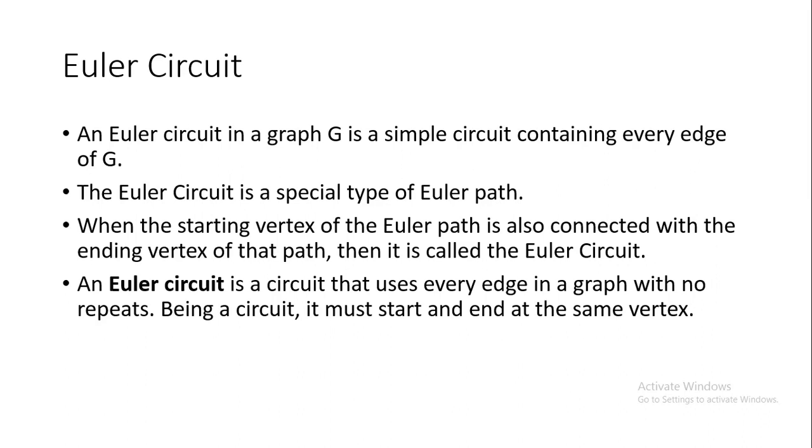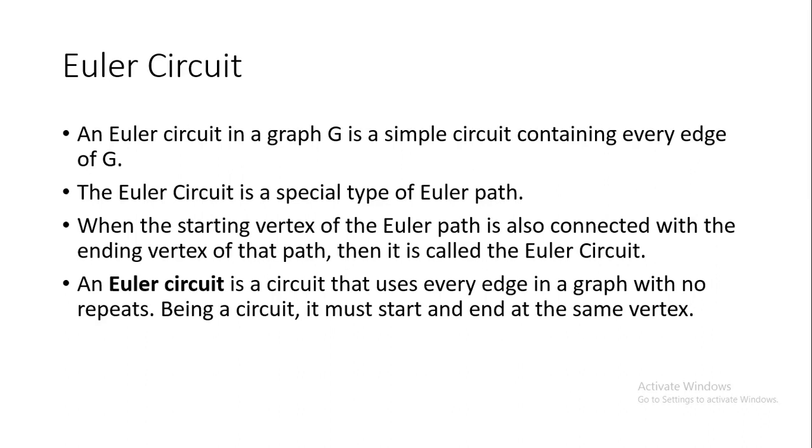This is the necessary condition for the circuit and the path also, so don't be confused: every edge of G must be visited in an Euler circuit and in a path also. But in a path, there is no necessity to return to the starting vertex. But in the case of the circuit, the condition must be satisfied that the starting and ending vertex must be the same.